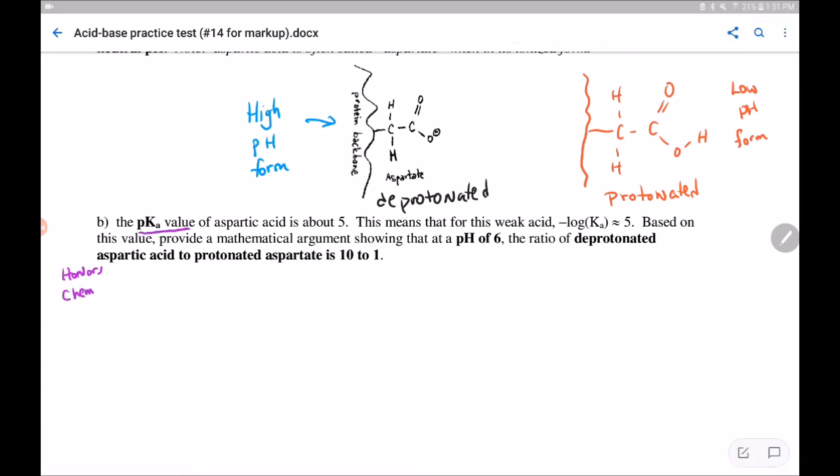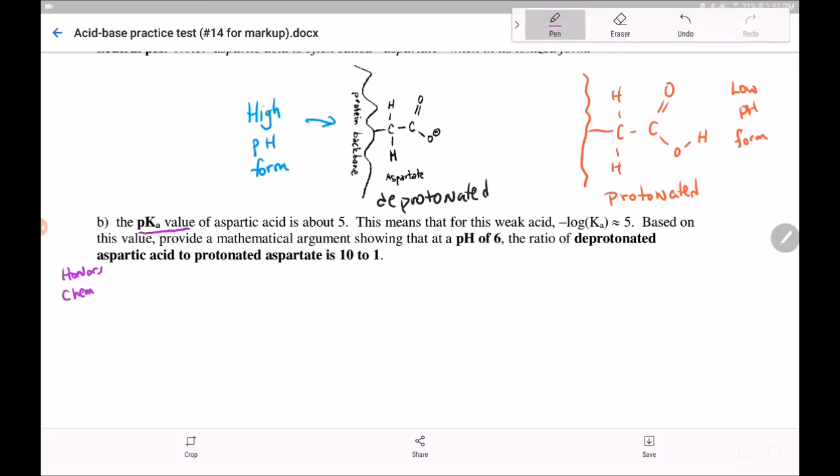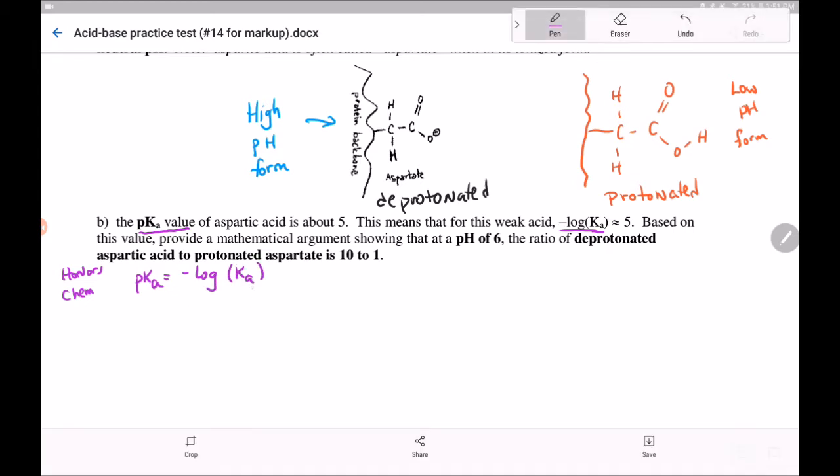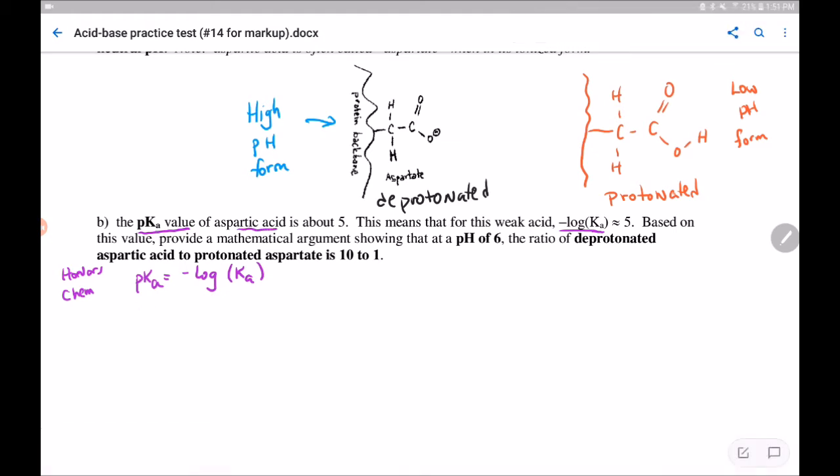pKa value was introduced in your buffer lab. It is defined as the minus log of the Ka. So that's the mathematical definition of this. It kind of looks like pH, but we're not taking the log of a H plus molarity, we're taking the log of Ka. Mathematically, this means that for the aspartic acid, if pKa equals 5, that means that Ka is 10 to the minus 5.